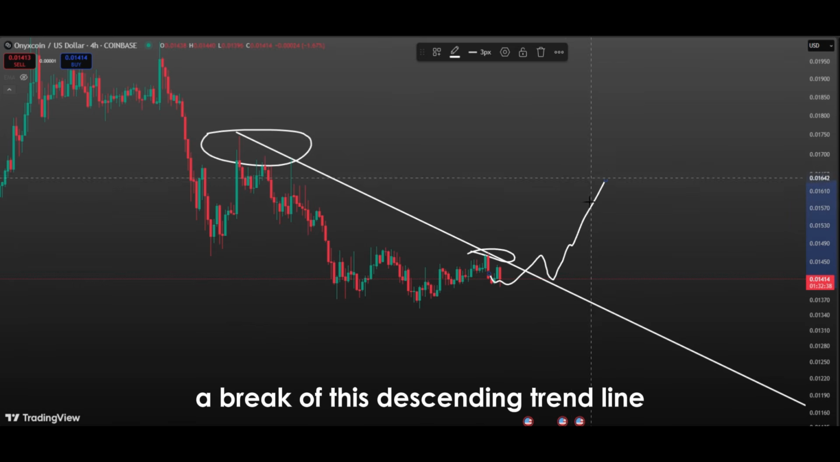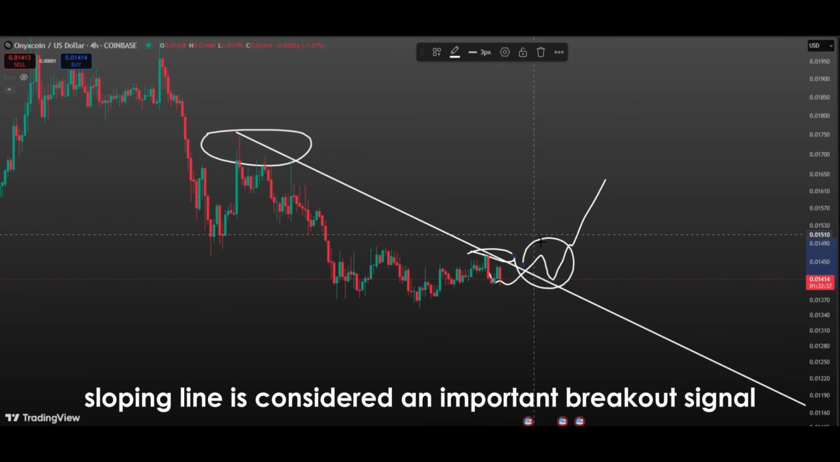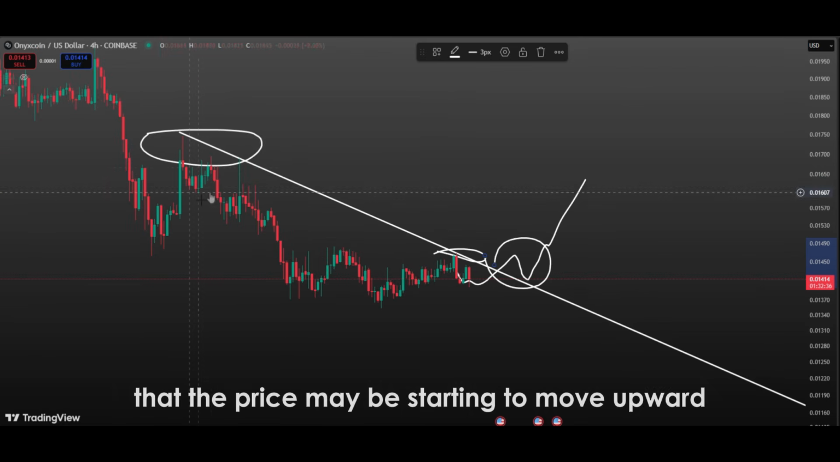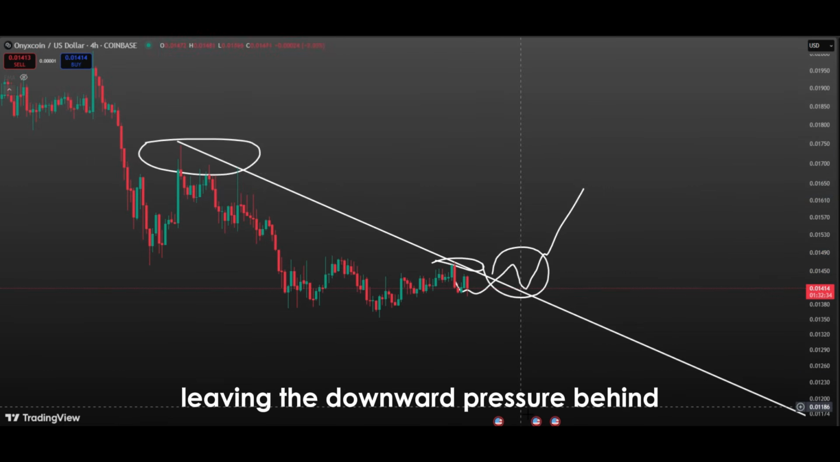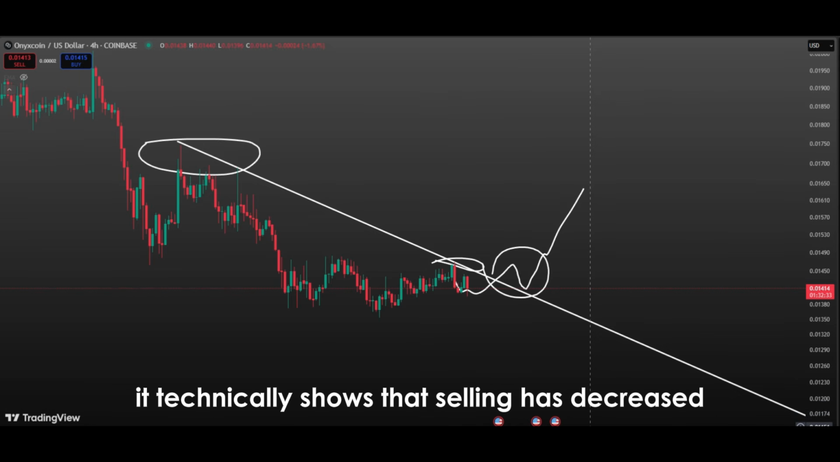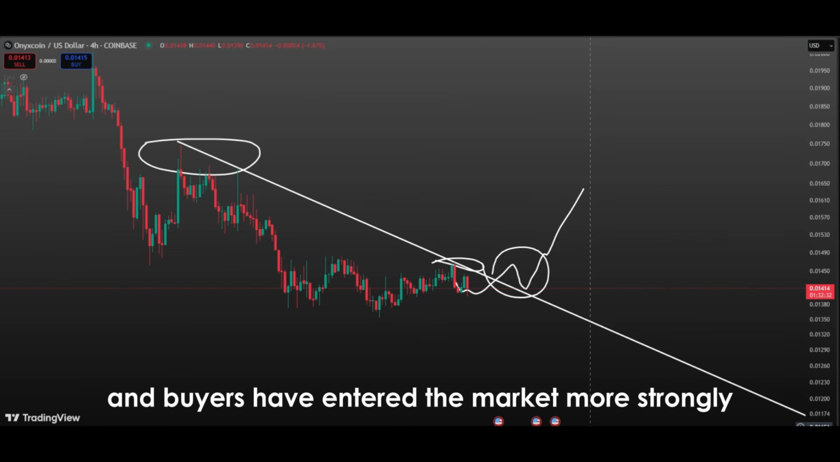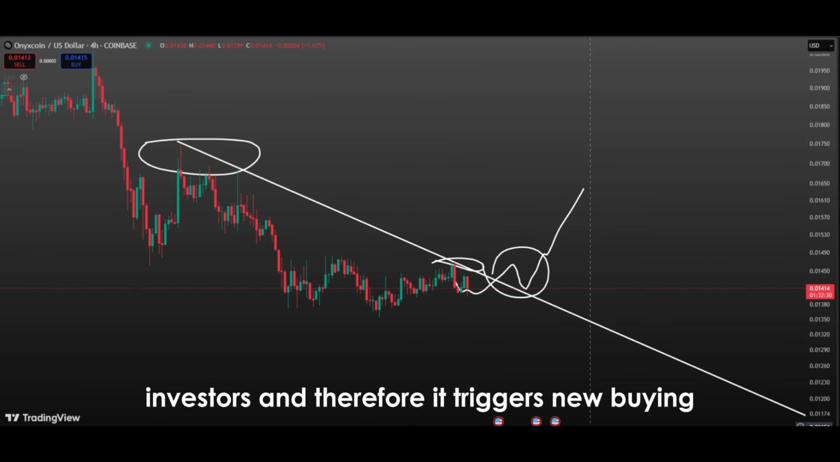However, a break of this descending trend line, meaning the price moves above this downward sloping line, is considered an important breakout signal. This signal indicates that the price may be starting to move upward, leaving the downward pressure behind. When the price breaks a descending trend line, it technically shows that selling has decreased and buyers have entered the market more strongly. This breakout often creates a positive perception among investors, and therefore it triggers new buying.